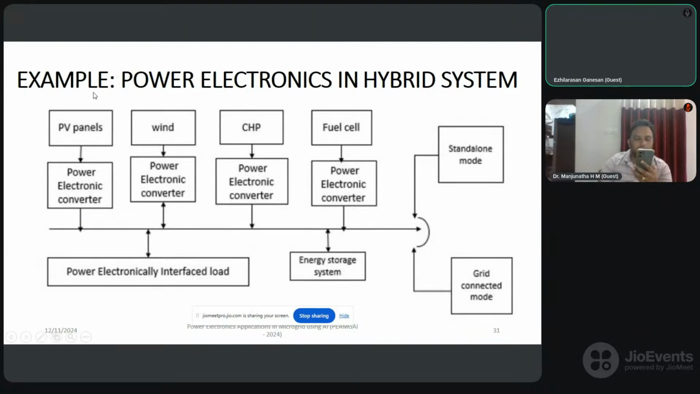Then the third one, power electronics in hybrid systems. Hybrid system means a combination of more than one renewable energy generation, including conventional generation. So you can see PV panels, wind turbine, combined heat power engine, fuel cell. Different power electronic converters are required.